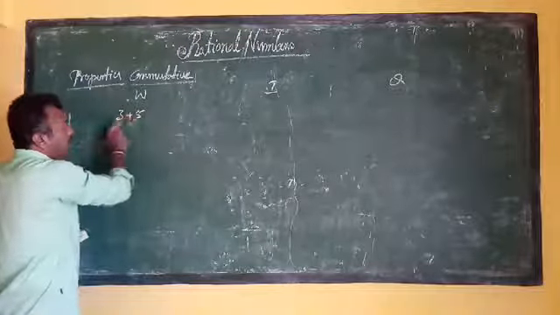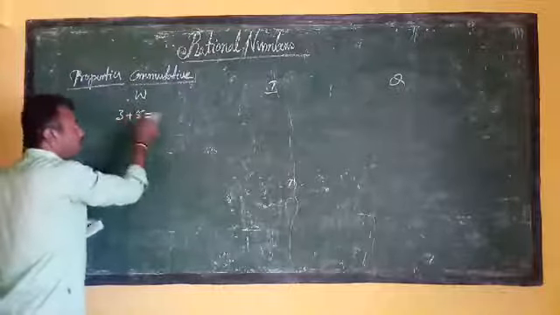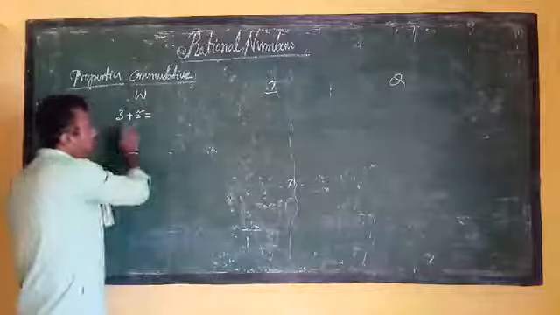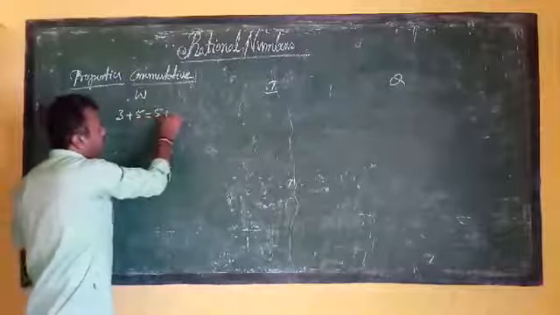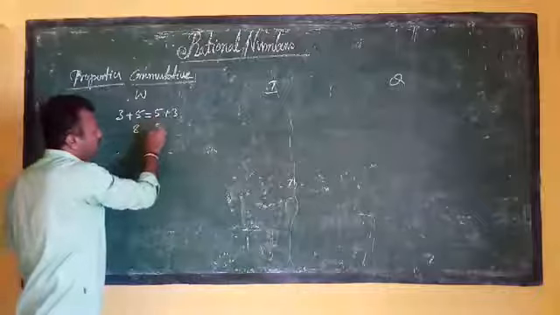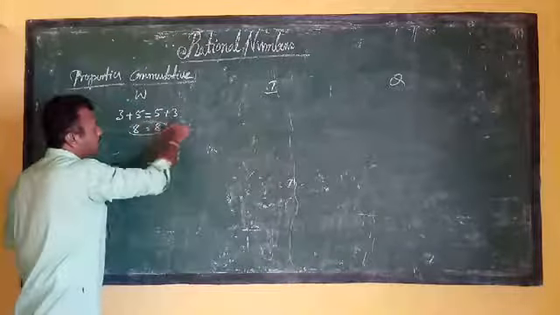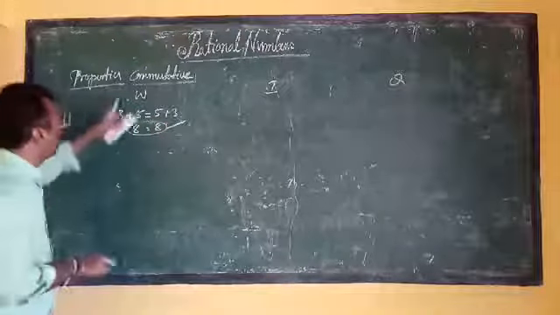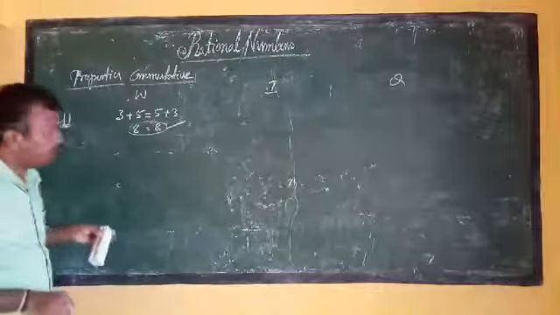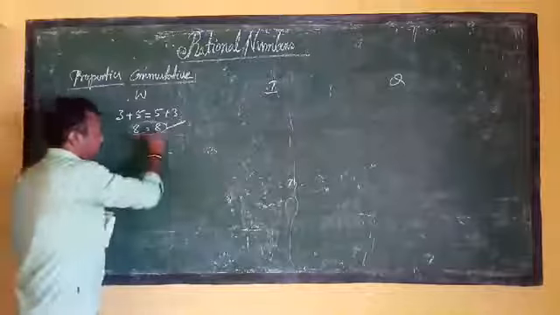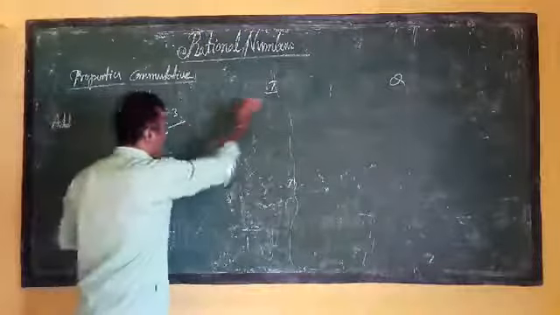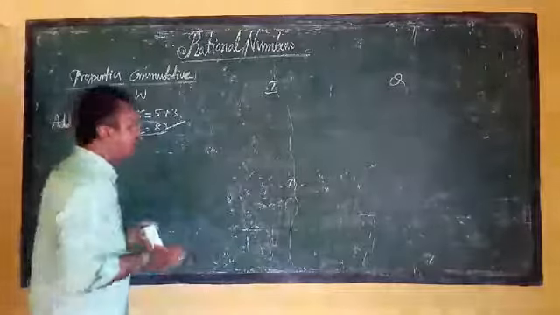I will add them, 3 plus 5, and on the next side I change the order. 3 plus 5 is nothing but 5 plus 3. If you add 3 plus 5, what does it become? 8. Here 5 plus 3 also becomes 8. Both resulting numbers remain the same. Therefore, the commutative property is satisfied under addition of whole numbers. Next, I will go to the integers.